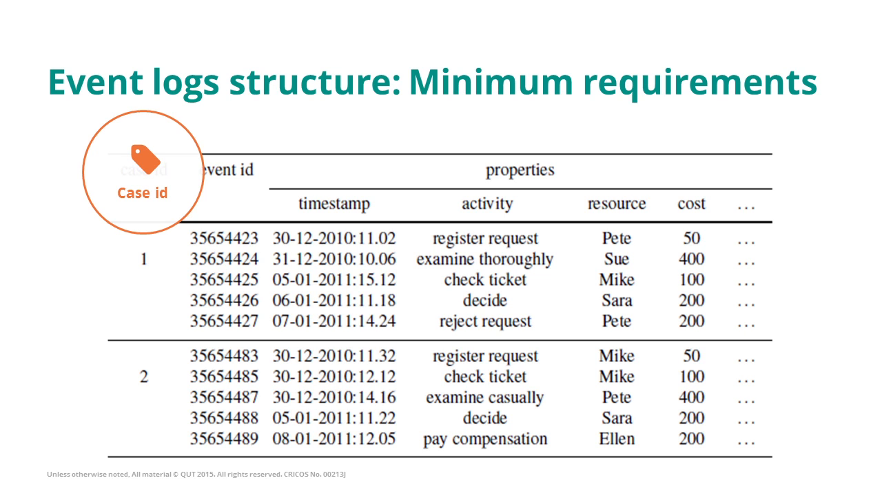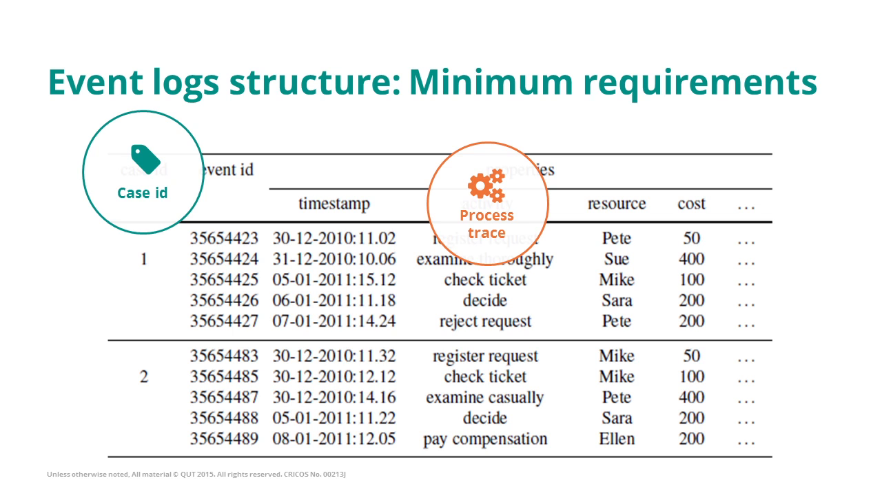That could be, for example, the order identifier in the context of an order-to-cash process, or the claim ID in the context of a claim handling process. Then the event should have a clear reference to the activity in the business process. For example, register request, examine thoroughly, check ticket. These are all examples of references to process activities. It could be an attribute called process activity or even event name.